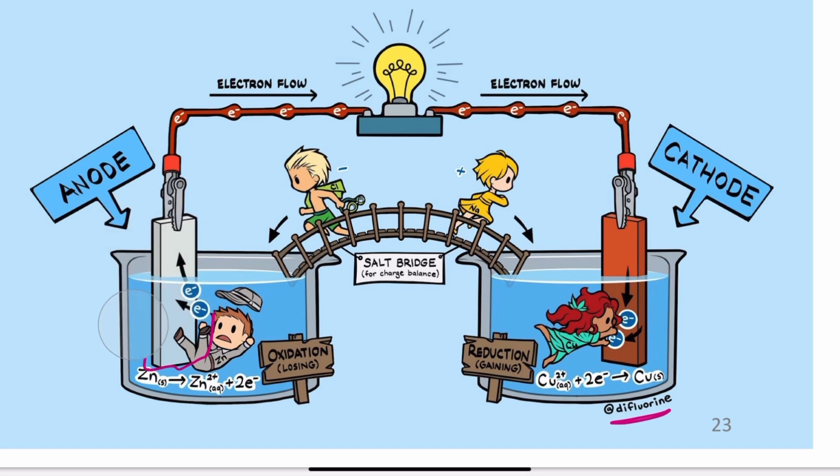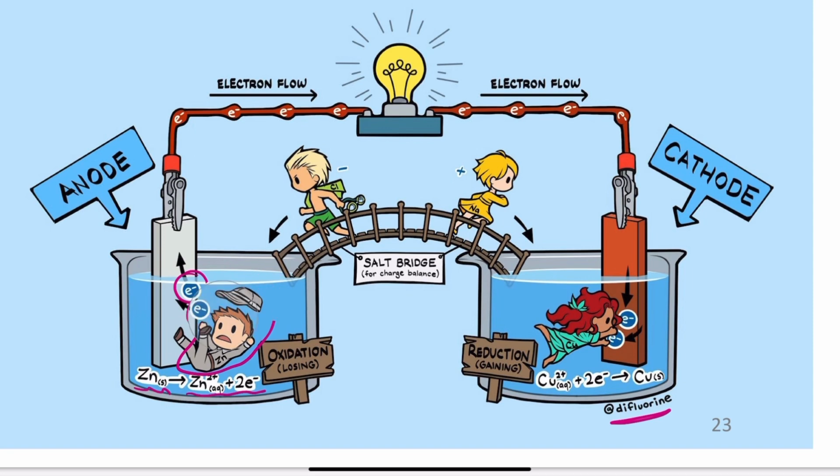At the anode, we've got my zinc being oxidized, meaning it is losing electrons. I've got my zinc strip here. This is just a pure piece of zinc metal. And I can see the electrons being lost and my little guy falling into solution. Zinc is going from zinc solid to zinc 2 plus plus 2 electrons.